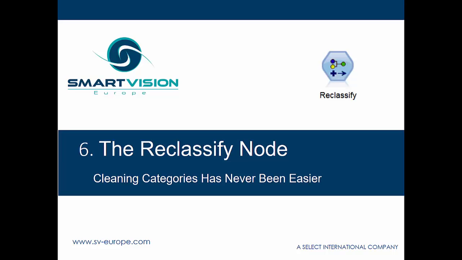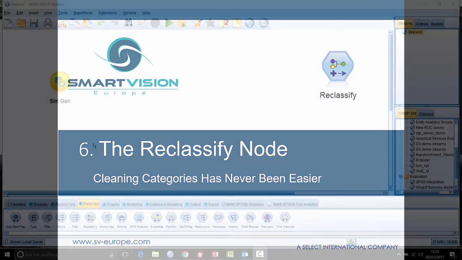Okay, so number 6 on the list is the Reclassify node. It's a very well-established node used widely within SPSS Modeler by all sorts of different users at different levels. But I don't think people really appreciate just how good it is at cleaning data when it's got messy categories. It's just really powerful at that. So let's have a look at how that works.